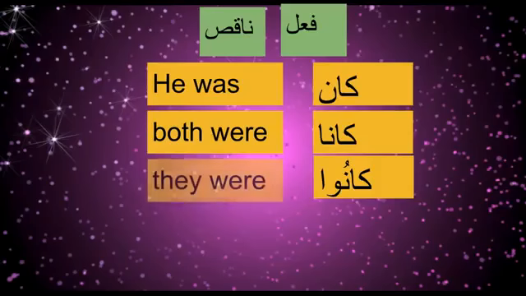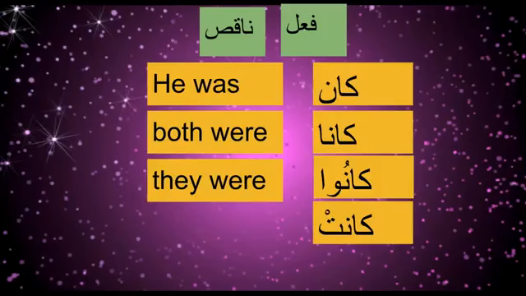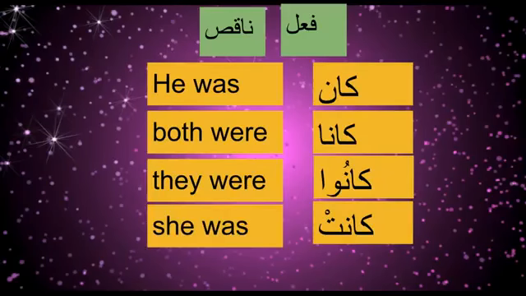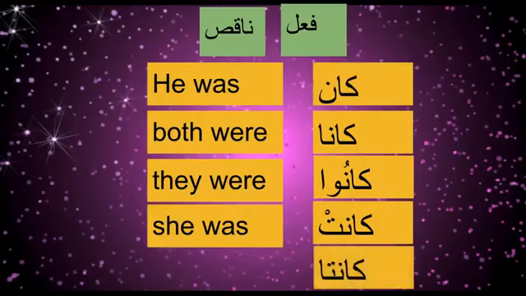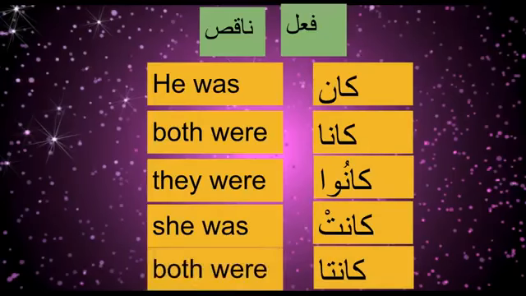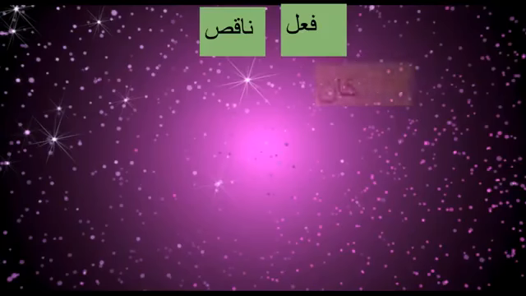Kanu means they were. Kanat means she was. If it is singular, we say was; if it is more than one, we say were. Kanata, they both were, feminine. So this is how we change. And from hunna, the forms will change. We're going to do it later, inshallah. So just to give an example.